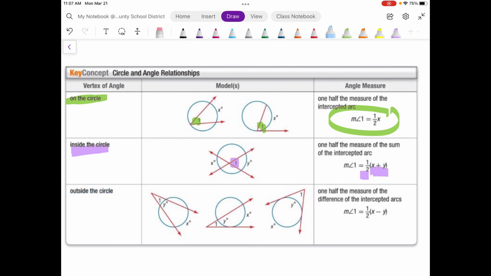If the angle is outside the circle, so it's sticking out of the circle, then I'm going to subtract and then divide by 2. So this table kind of ties it all together for you, so you know which formula to use. And this is definitely something you would want to write down on a note card or whatever you're allowed to use on the test if you're able to. And that's the end of the notes.